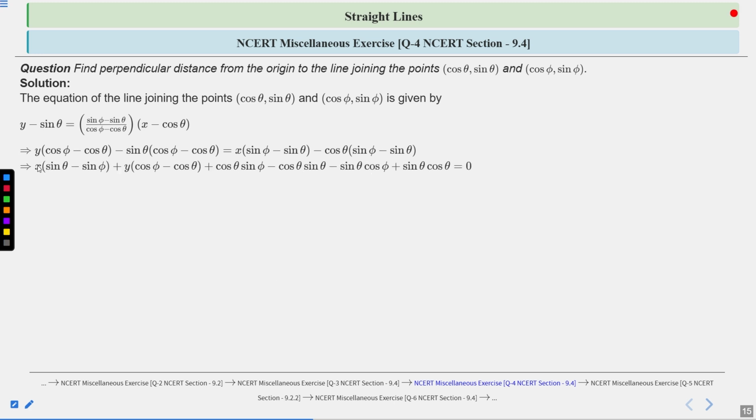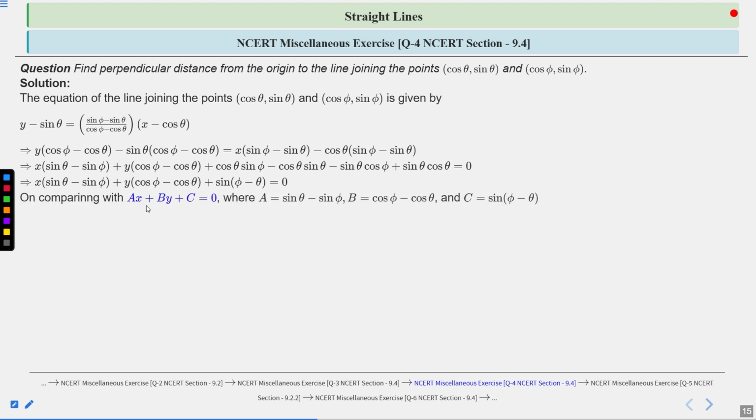So it implies x times (sin theta minus sin phi) plus y times (cos phi minus cos theta) plus cos theta sin phi minus cos theta sin theta minus sin theta cos phi plus sin theta cos theta equals 0. Since cos theta sin phi minus sin theta cos phi is sin of (phi minus theta), and minus cos theta sin theta and plus sin theta cos theta cancel each other, we obtain this equation.